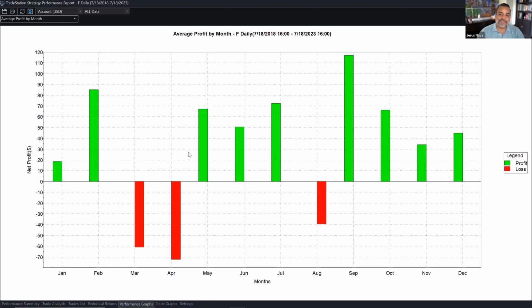Maybe it gives you a sense of seasonality. Maybe in the summer the strategy does well, but in the winter months it doesn't. I don't see any correlation on this particular strategy, the MACD working on Ford. But if you have a strategy applied to a stock, ETF or futures that is sensitive to the seasons, then it may be very interesting to look at a seasonality graph like this and see how the strategy behaves on average in particular months. Okay, so it seems like for this particular strategy, March, April, and August were not good months to trade.